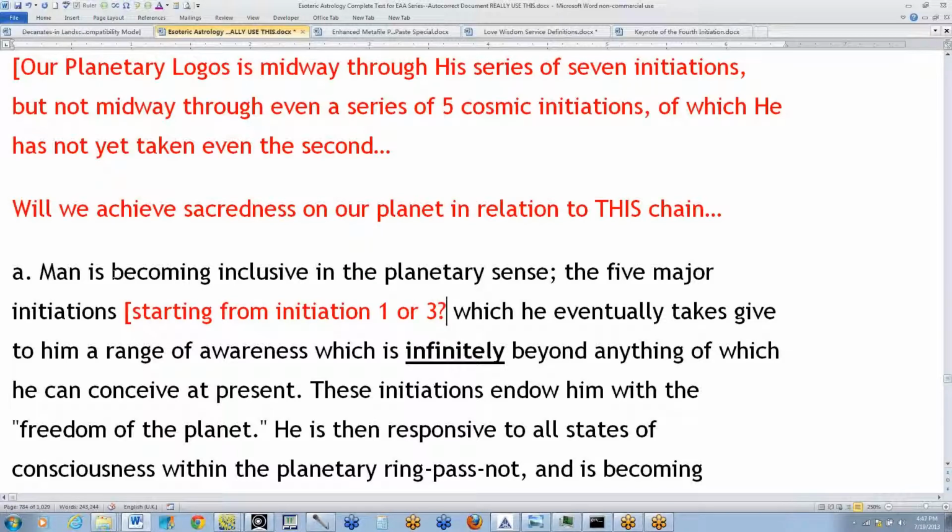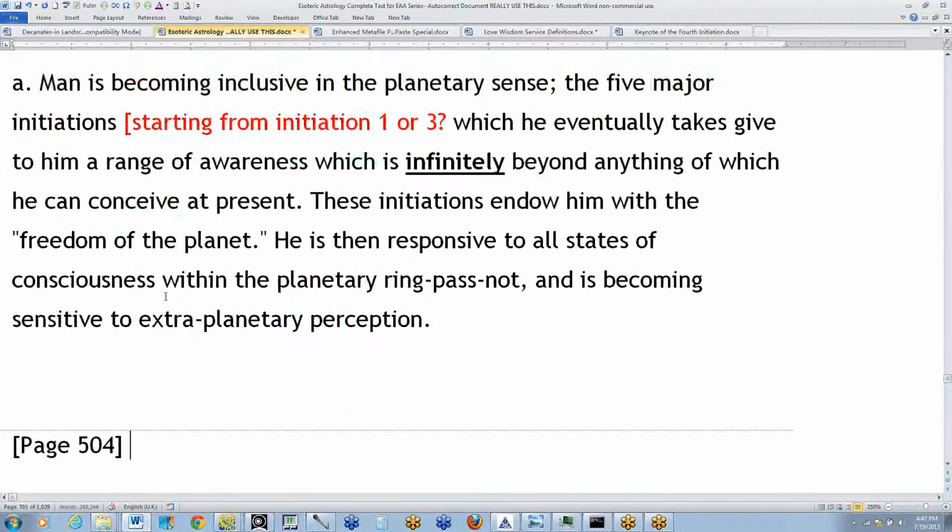Well, we're learning more and more about the planet. These initiations endow him with the freedom of the planet. He is then responsive to all states of consciousness, including those of the lower kingdoms, and I suppose of the higher kingdoms within the planetary ring pass-not, and is becoming sensitive to extraplanetary perception.